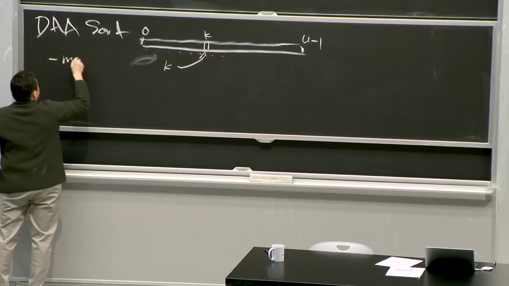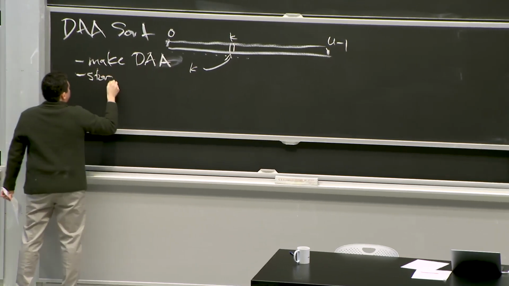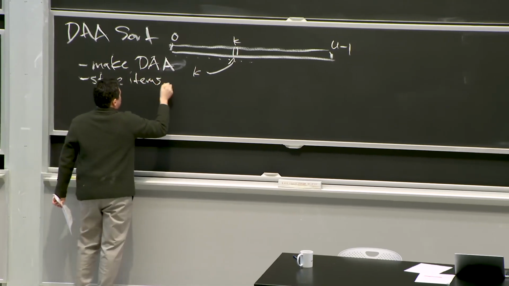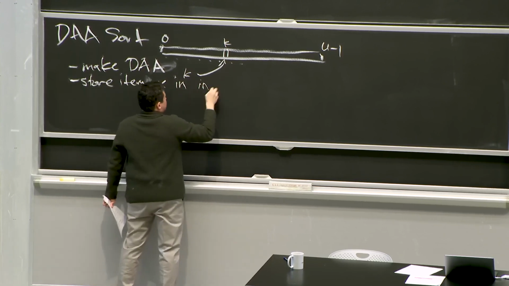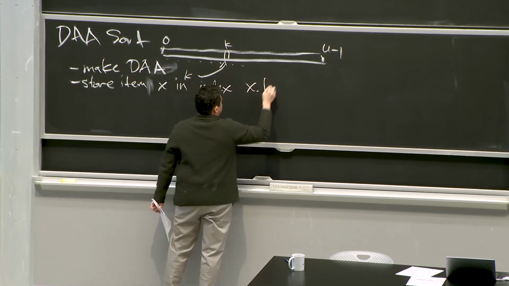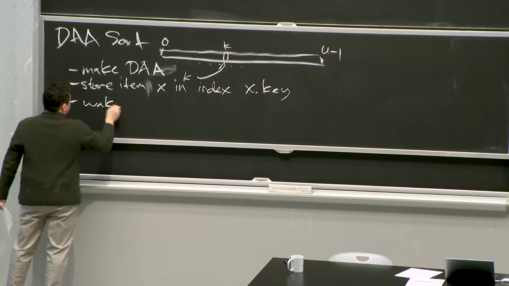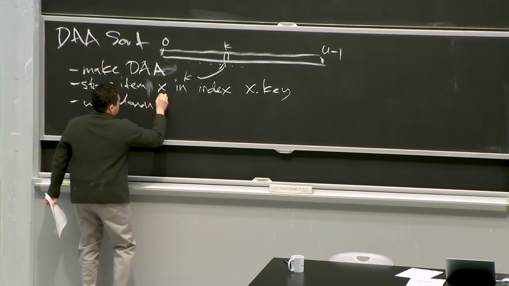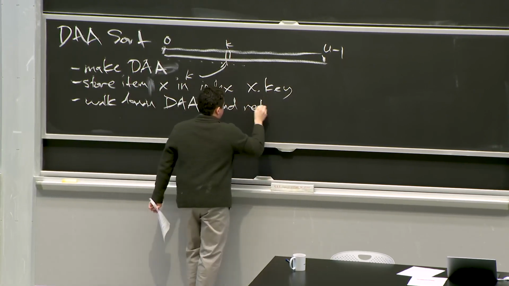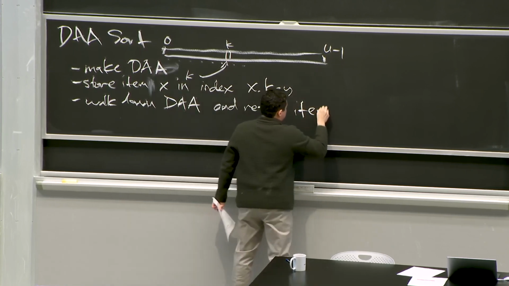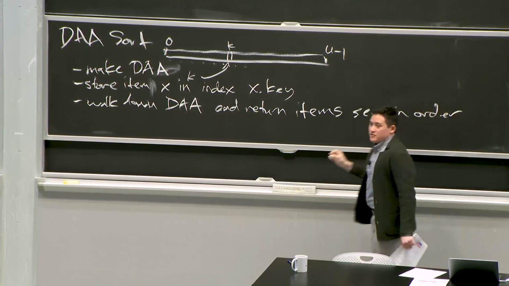Make direct access array, store items, item x in index x.key, walk down direct access array and return items seen in order. Does that make sense to everybody?